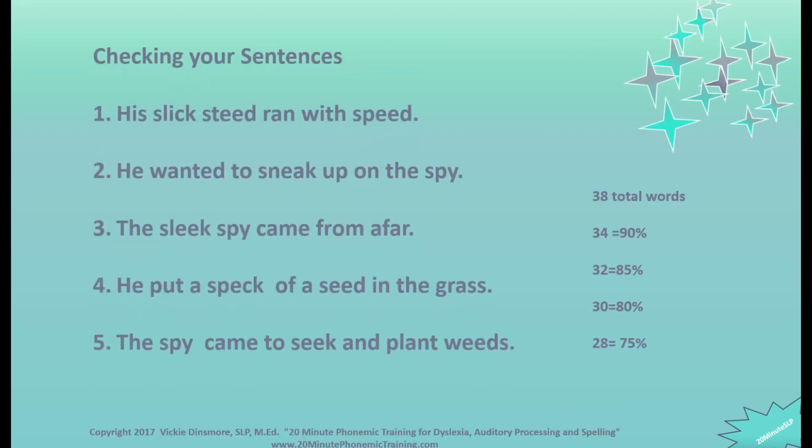Check your sentences against the ones written here. Circle the words that you misspelled. Then count all of the words that are not circled. There were 38 words in all. If you wrote 34 of them correctly and you spelled them correctly, you have a 90%. If you spelled 32 of them correctly, you have 85%, and so on down the list that you see on the right-hand side. We really like to see at least an 85%.